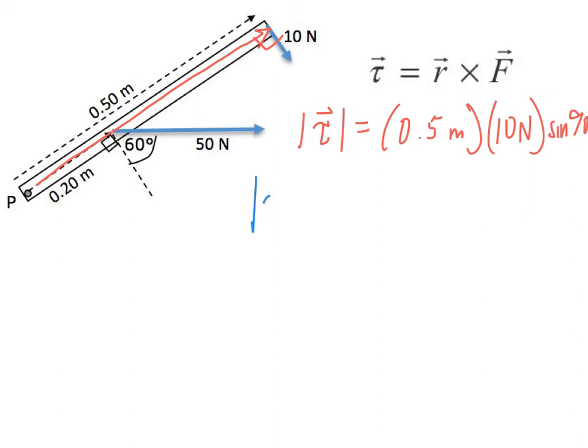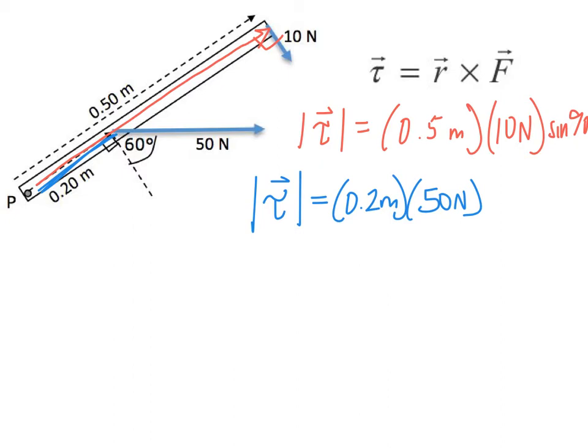Okay, if we look at the magnitude of the other torque, the torque caused by the 50 newton force, we would use as our R value here 0.2 meters, because that's the distance from the pivot to where the force is applied. And then we would use the 50 newtons. And then we'd have to think about this angle. So there's actually two ways of thinking about it, but we can see them both if we just sort of sketch in some reference lines.